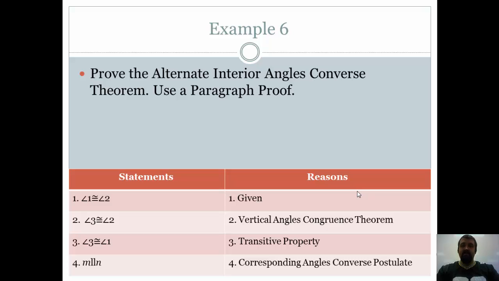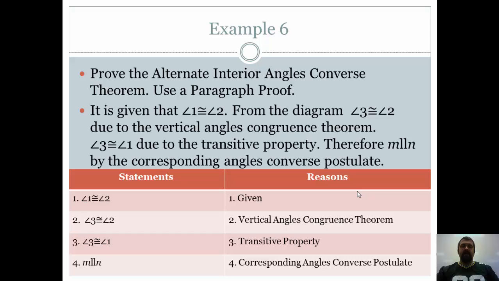And now that I'm reaching my conclusion, I would bring out the thus. I really like thus. It makes me sound smart or scientific. Or therefore. Therefore just makes you sound smart instead of saying finally. That makes it sound like you're just trying to get it over with. We want to sound smart. So thus or therefore, line M and line N have to be parallel by the corresponding angles converse postulate.